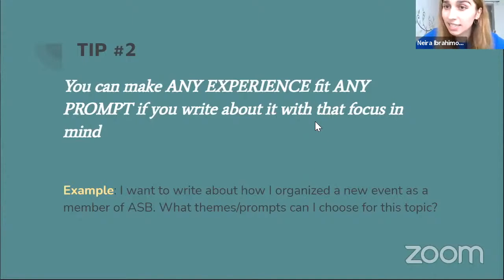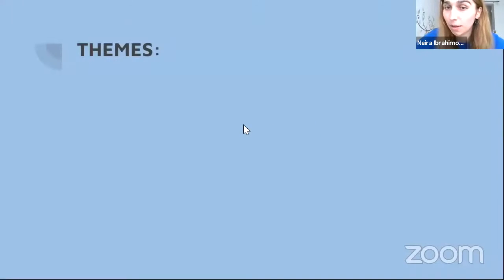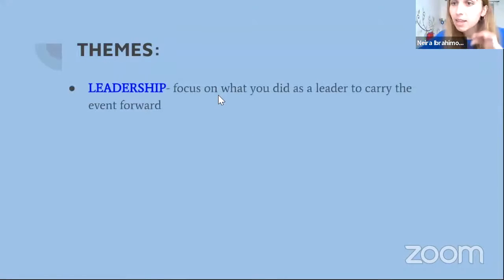Now let's see how these different keywords can fit the prompts. If you talk about leadership, your focus would be what you did as a leader to carry the event forward. You're not so much focusing on the teamwork aspect of it, not so much focusing on the initiative. Sure, those are all components of a story, but the main takeaway is your leadership, what you did specifically as a leader and what that leadership means to you.